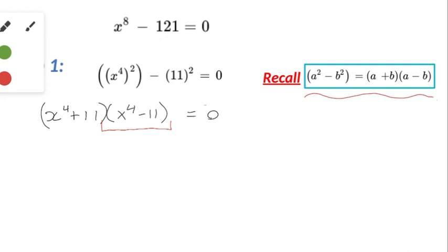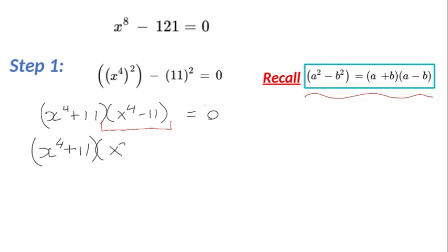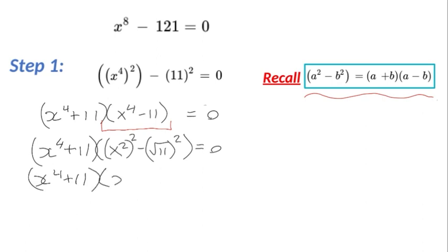So let's do that. There's no change with the first factor, x to the power 4 plus 11. And the second factor now will become x squared all squared minus the square root of 11 all squared. Now apply the difference of two squares, and we will get x squared minus the square root of 11 by x squared plus the square root of 11. And that's equal to 0.